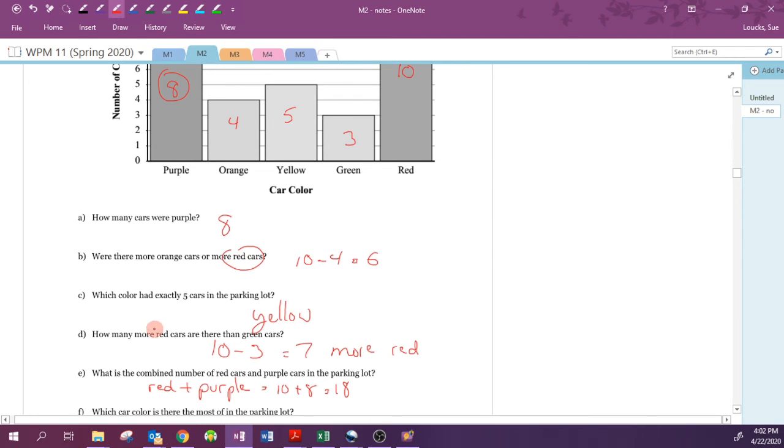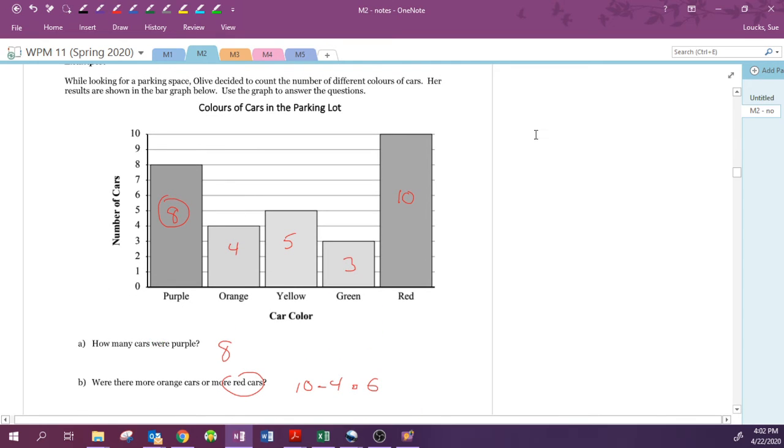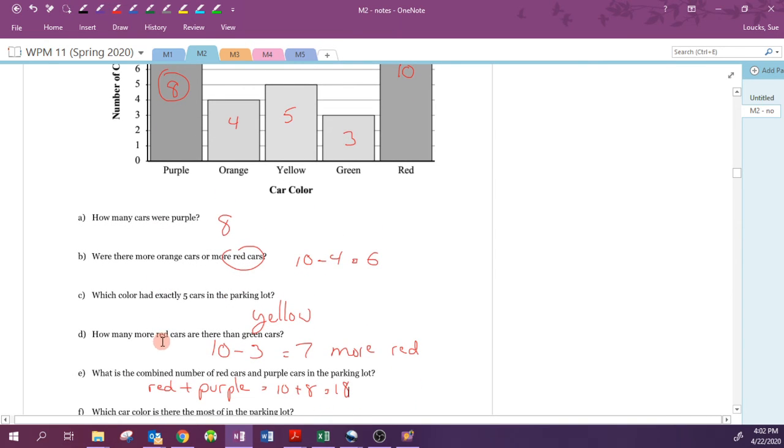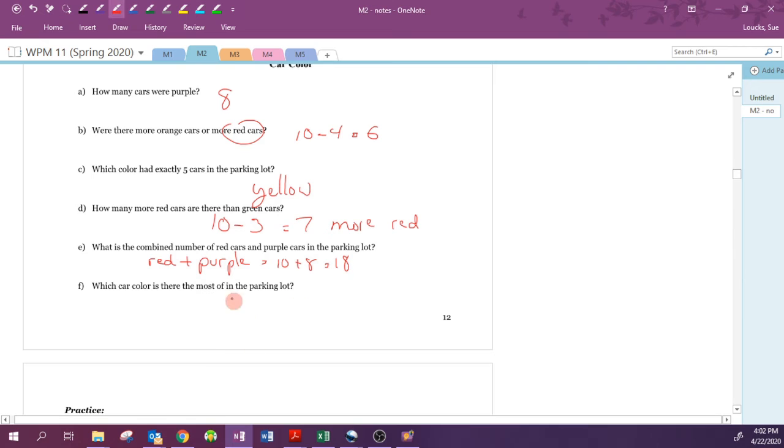And which car color is there the most of in the parking lot? Well, we can tell looking at the graph that the red one goes up highest, so that would be our answer. That's the one we have most of. So that's red. All right, so off you go do the practice, check your answers, and I'll meet you back here on page 16.